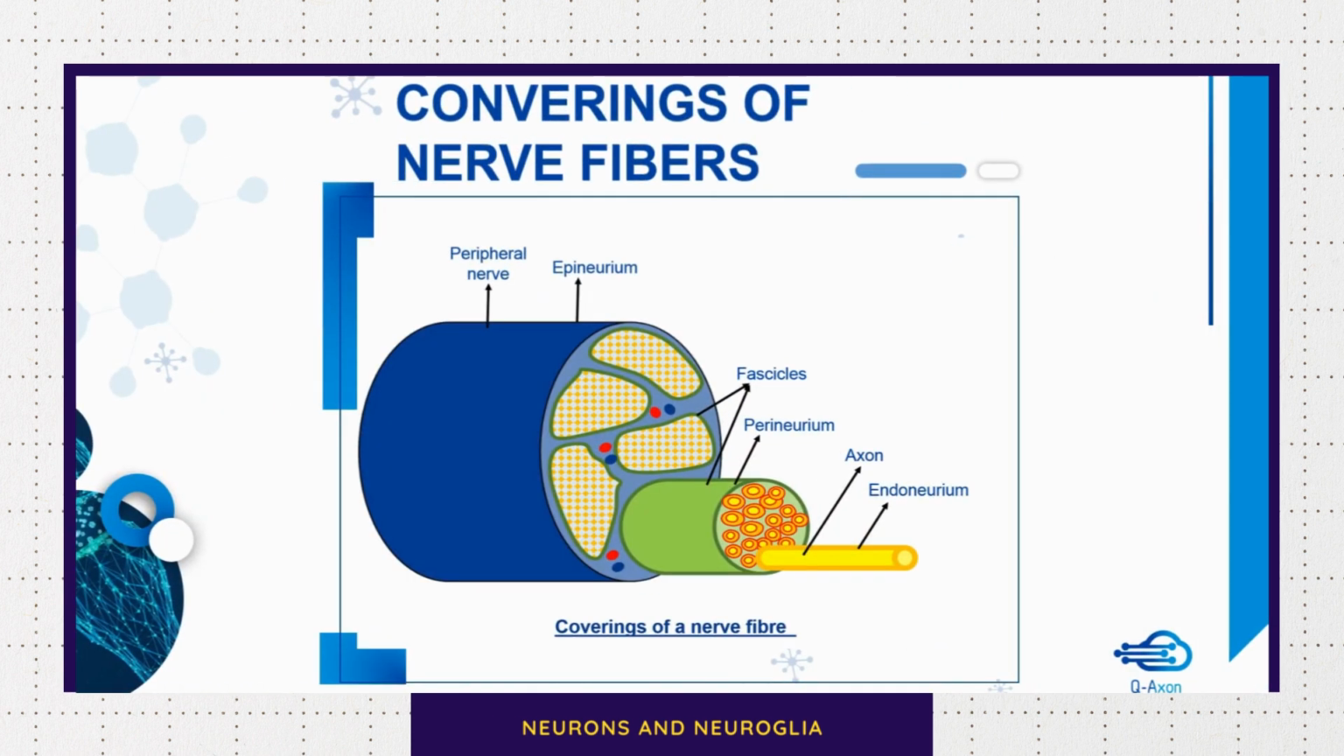Now, as you can see in this diagram, the individual nerve fibers are covered by the endoneurium. Now, a group of nerve fibers is referred to as a nerve fascicle, and the fascicle is covered by the perineurium. So you have many nerve fascicles, and together they form the whole nerve. So the nerve as such is covered by the epineurium. So endoneurium, perineurium, and then the epineurium.